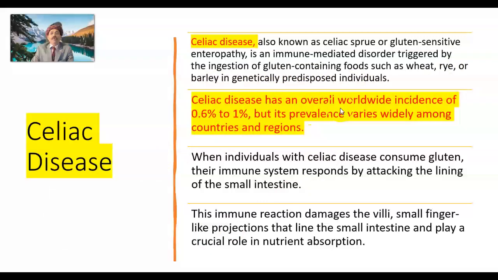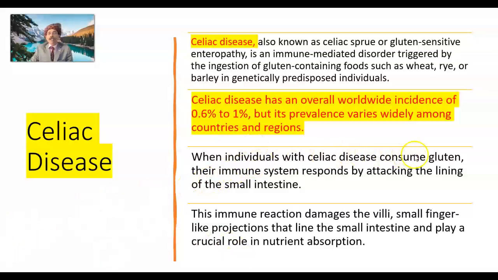Celiac disease has an overall worldwide incidence of 0.6% to 1%, but its prevalence varies widely among countries and regions. Many countries use rice as their staple food, not wheat. But due to the movement of food from one part of the world to another, the prevalence is going to gradually increase.